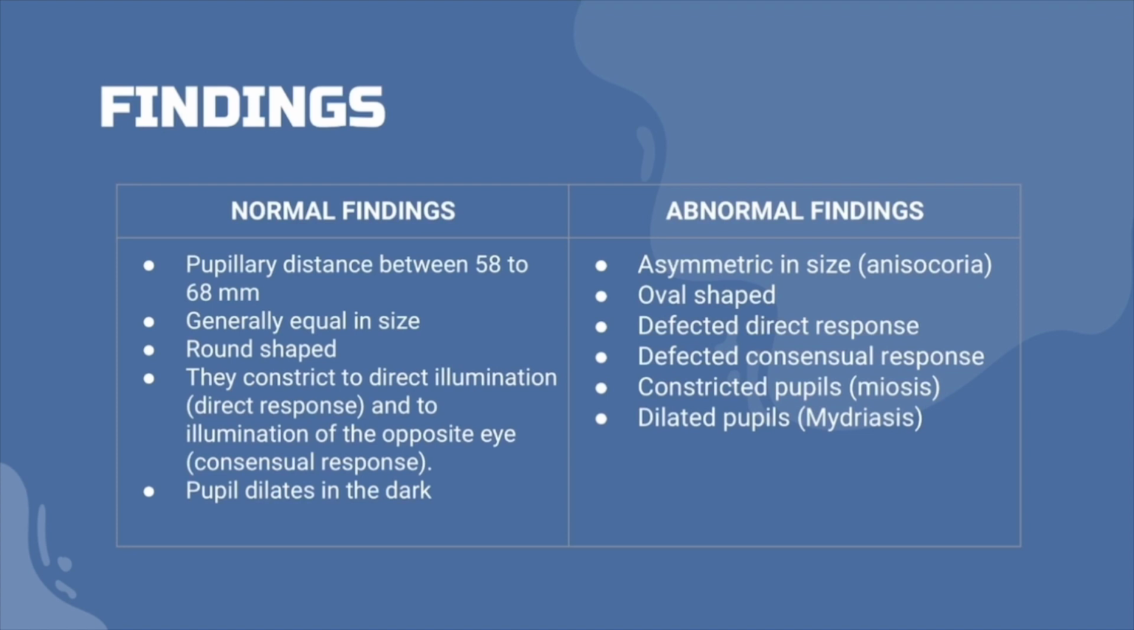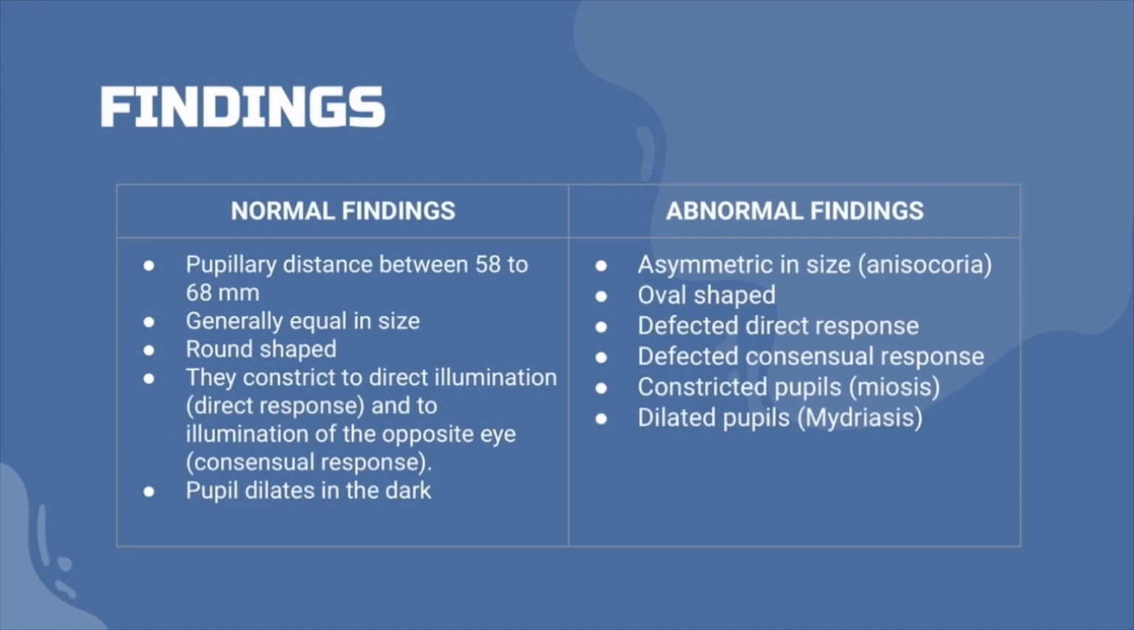Next are the findings. For the normal findings: pupillary distance between 58 to 68 millimeters, generally equal in size and round-shaped. They constrict to direct response and consensual response. The pupil dilates in the dark.